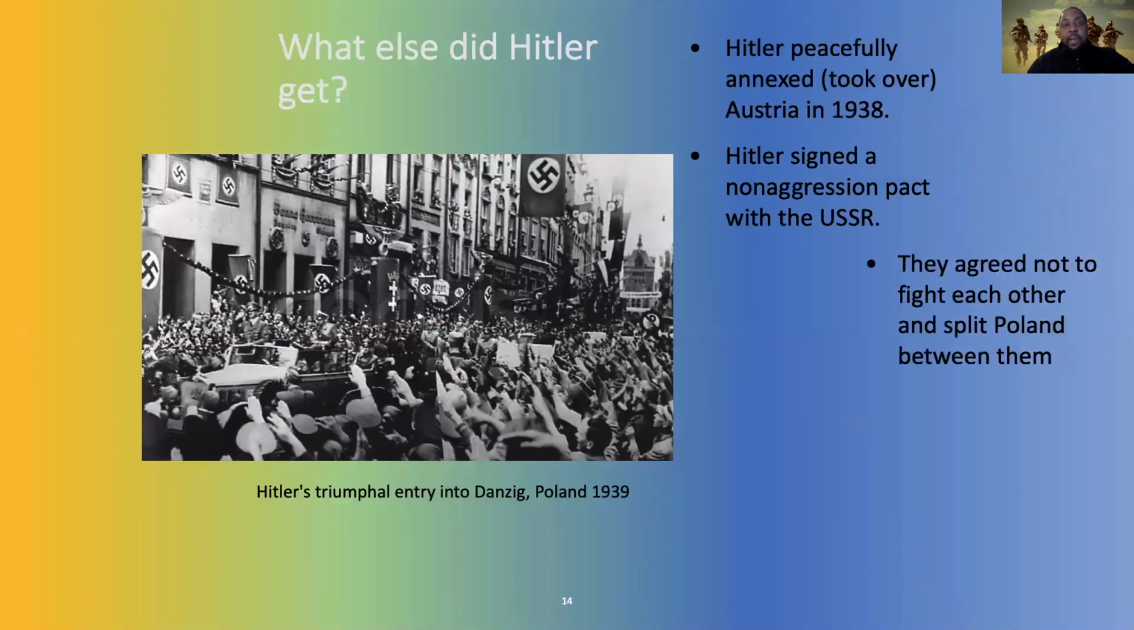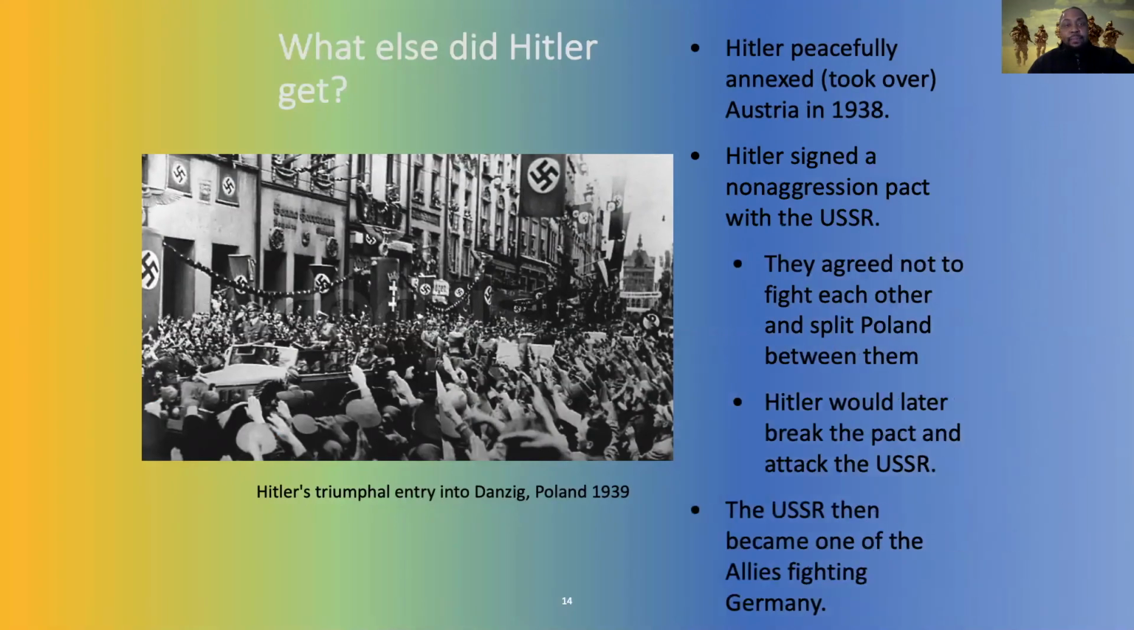All right, just a little bit about Adolf Hitler. Adolf Hitler peacefully annexed, which means he took over, Austria in 1938. Hitler signed a non-aggression pact with the USSR. They agreed not to fight each other and split Poland between them. Hitler would later break the pact and attack the USSR. The USSR then became one of the allies fighting Germany.